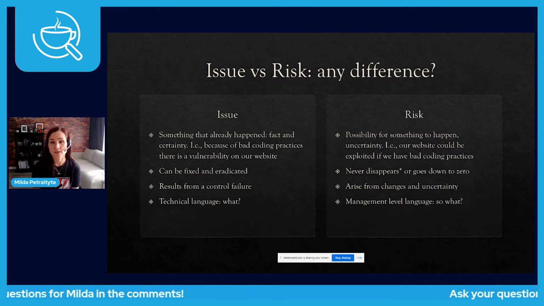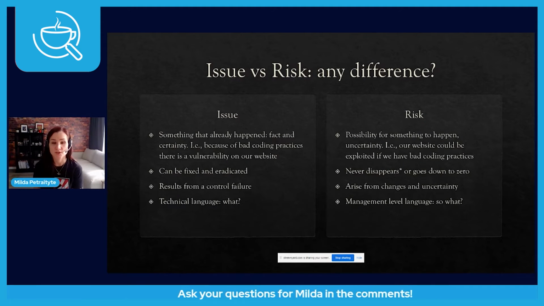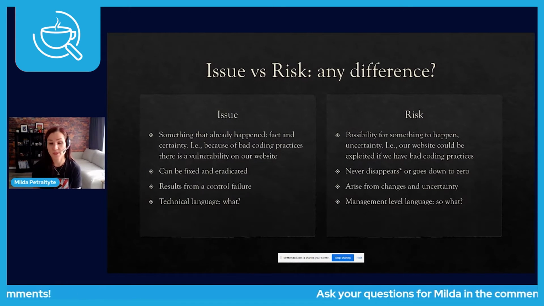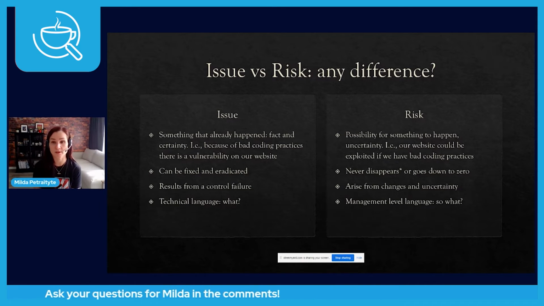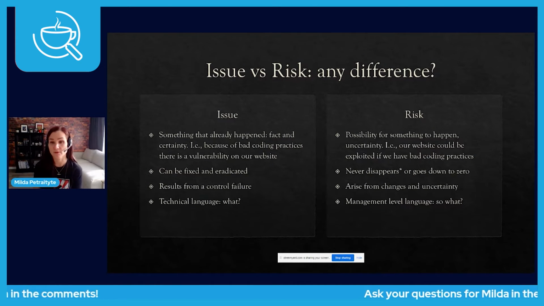So a risk would be, on the other hand, our website could be exploited if we have bad coding practices. So it is uncertainty. We could have those bad practices, or we might not have them, but it could be low risk or it could be high risk, because maybe coding practices could vary. Sometimes they could improve. Maybe something else we introduce at a later point could again take it back to the level that it was before.